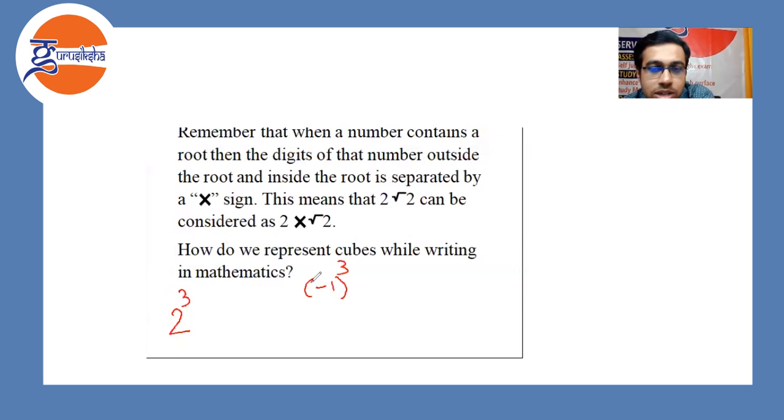There is a minus sign, so it's better to enclose the -1 within a bracket. Similarly, if the number is 4, we can write 4 cube. If the number is a fraction like half, it's better to enclose half within a bracket and then write 3 on it. If we get a complicated number like 2 root 2, again give a bracket, write 2 root 2 and write 3 like this. Since it's a cube, write 3 like this. That's how we represent cubes while writing in mathematics.